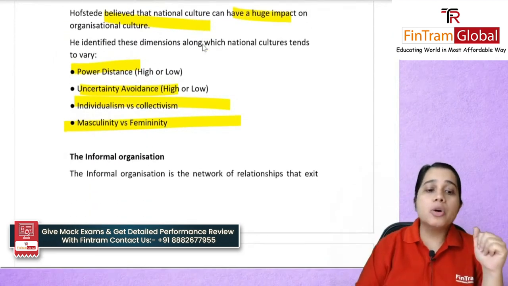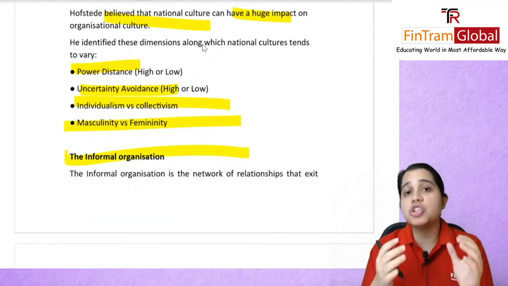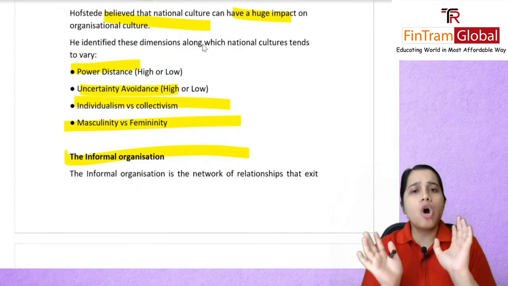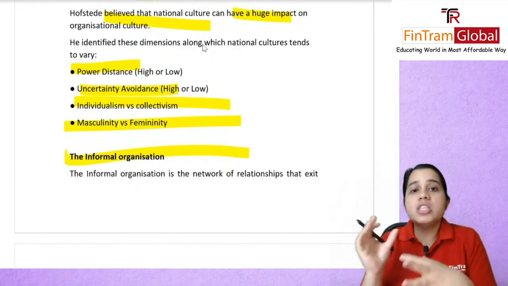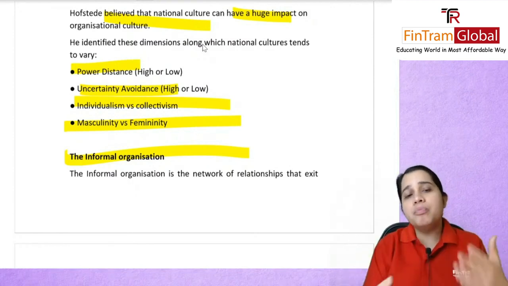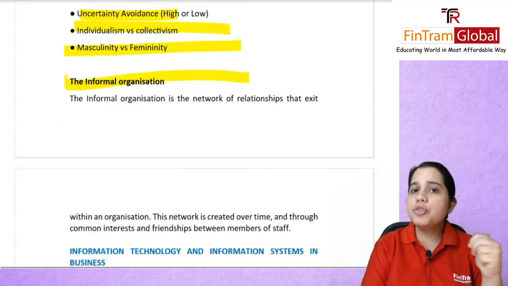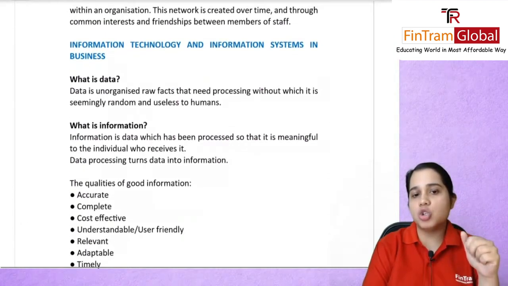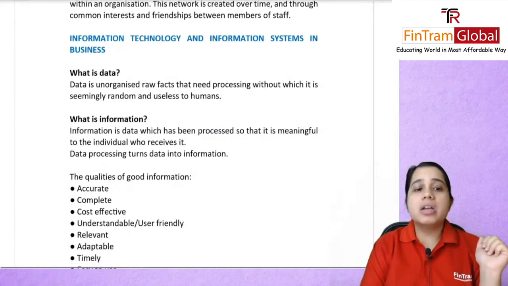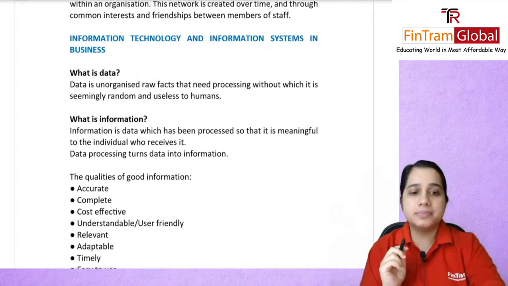Then we had talked about informal organization, which was basically a network of relationships which will exist in almost all formal organizations, and this is not something that the management has created. It happens over time when you meet new people in the firm, you become friends, and hence you form an informal organization. Next, we will be covering IT and information systems in business.